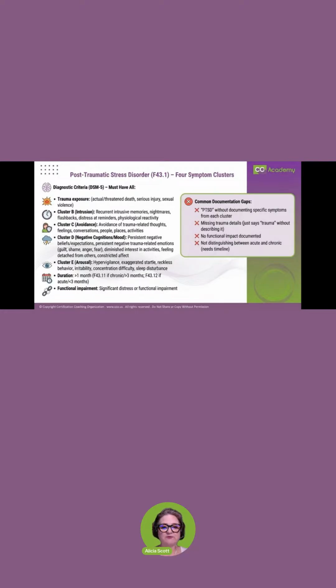Now, here's the common documentation gaps. PTSD without documenting specific symptoms for each cluster or missing trauma details. It just says trauma without describing what it is. No functional impact documented and not distinguishing between acute and chronic. You need that timeline. So if it's not there, again, these are query opportunities.